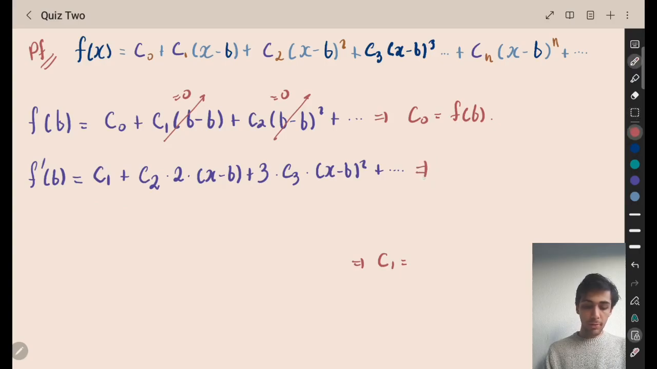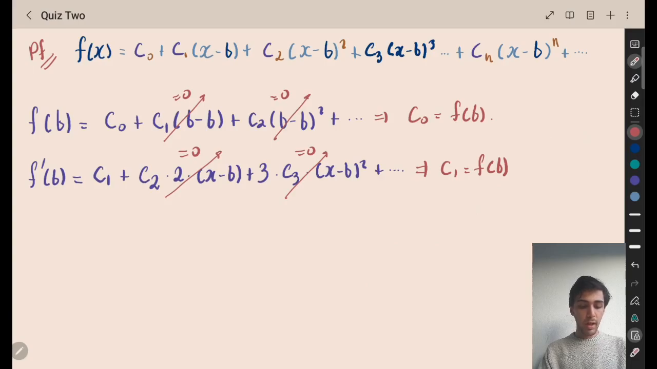So if I plug in b here, this is 0 and that is 0. And I simply get the following equation. So C1 is equal to f prime of b. Now, is C2 also going to be equal to f double prime of b? That's a question for you. Maybe think about it. Maybe try to pause the video and compute f double prime of b.